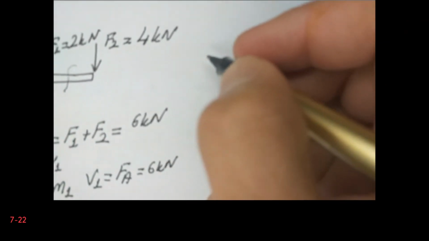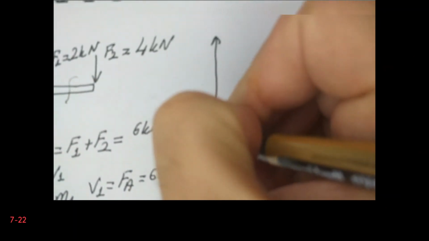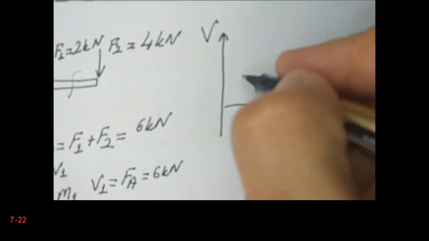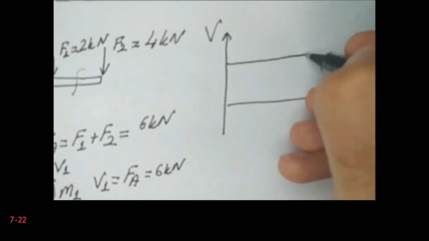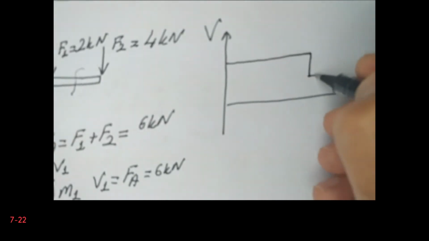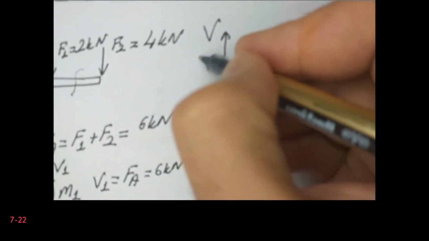Now I can draw the shear force distribution as a function of the coordinate. So this is my V. First it is constant, then it decreases, then so this is 6 kilonewtons and this point is 4.